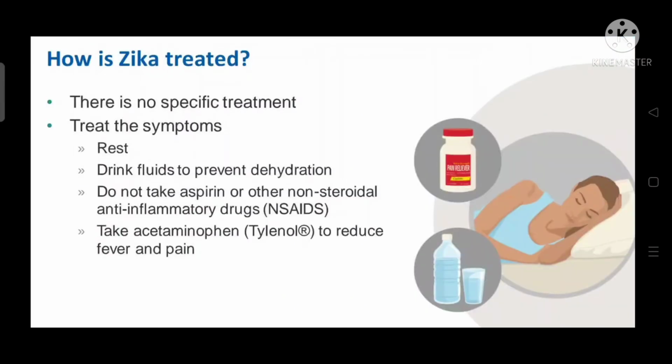Next is how Zika virus is treated. There is no specific medicine or vaccine for Zika virus. At the same time, self-care is possible: get plenty of rest, drink fluids to prevent dehydration, and do not take aspirin or other non-steroidal anti-inflammatory drugs. Take Tylenol to reduce the fever and pain.